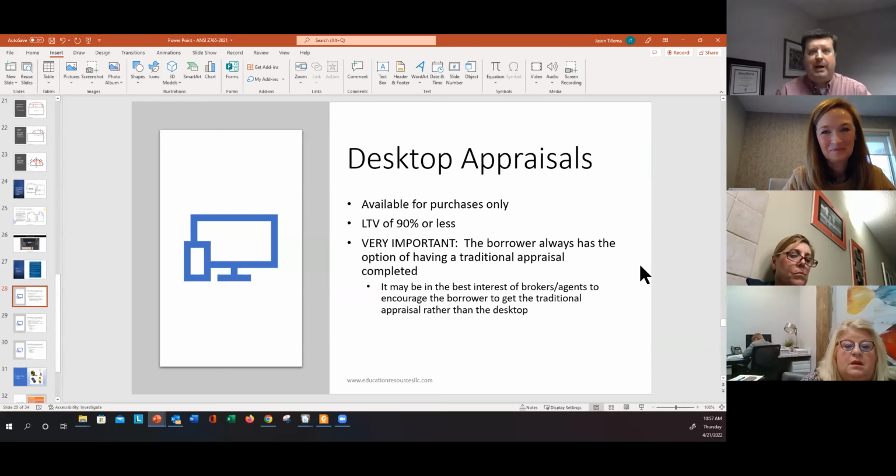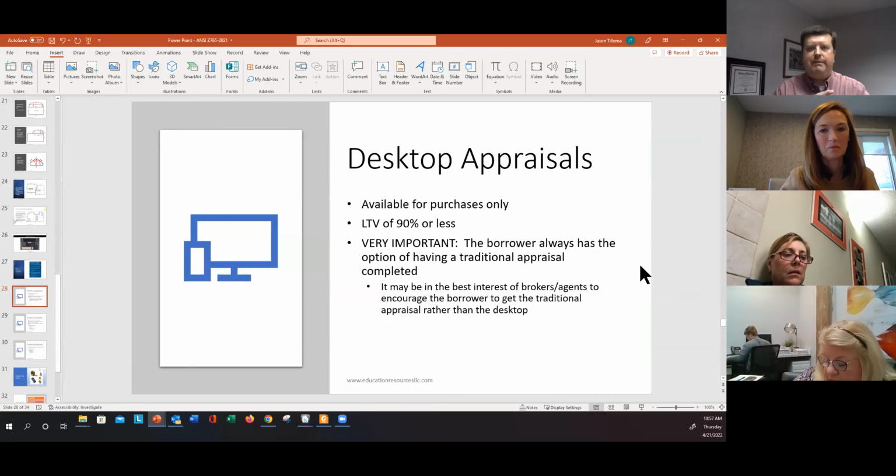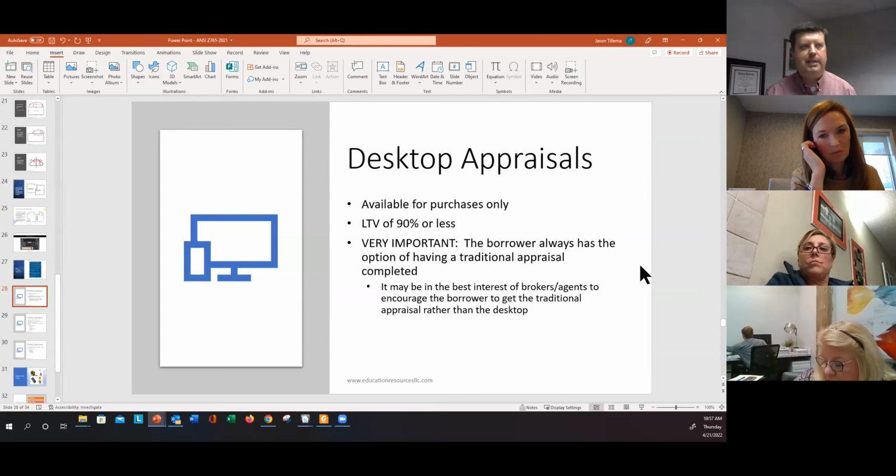Desktop appraisals, this is where it comes in for you guys. These are only available for purchases. Okay, you cannot do a desktop appraisal on a refinance. And so you guys are the ones that are involved with the purchases. So this is where it's going to impact you. It has to be a loan to value ratio of 90% or less.